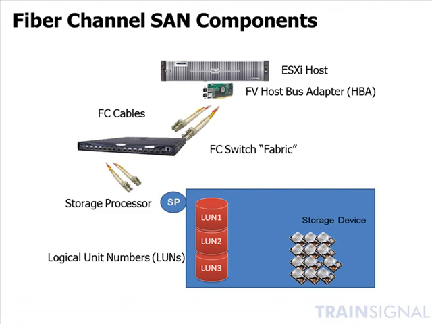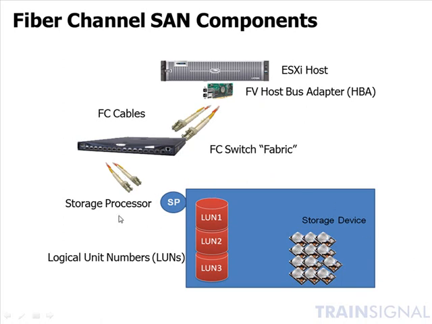Alright, so let's break down the components of a Fibre Channel SAN. At the very top here, you have your ESXi host, and then you have your Fibre Channel Host Bus Adapter, otherwise known as the HBA. The HBA will connect the ESXi host to the Fibre Channel switch, otherwise known as the fabric, using Fibre Channel cables. So that's important here to note as well. Then from the switch, you again have Fibre Channel cables that connect you to your storage area network.